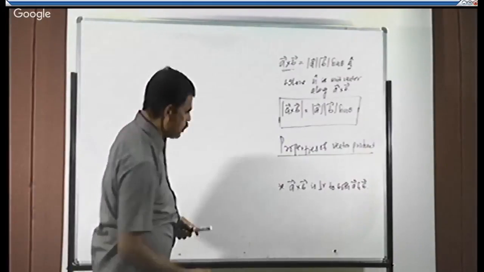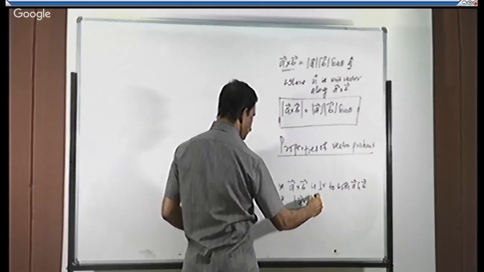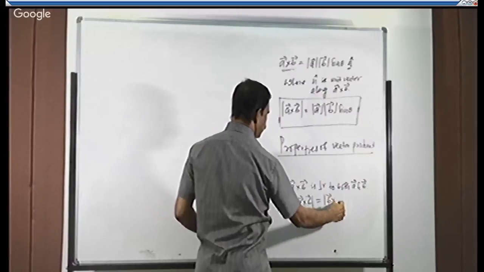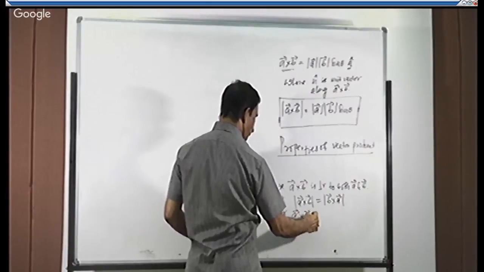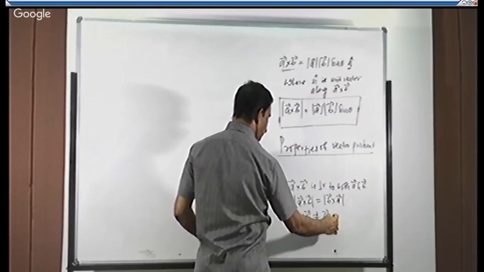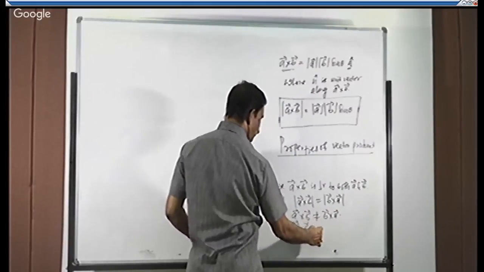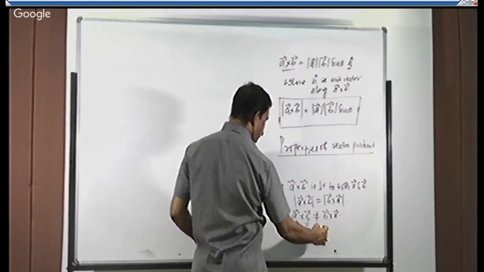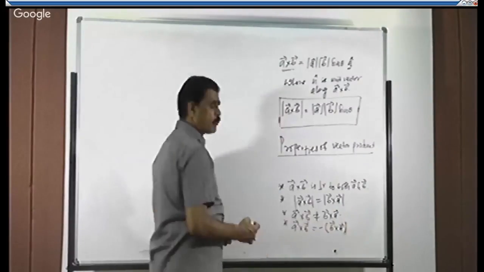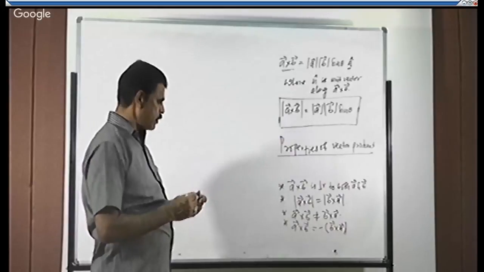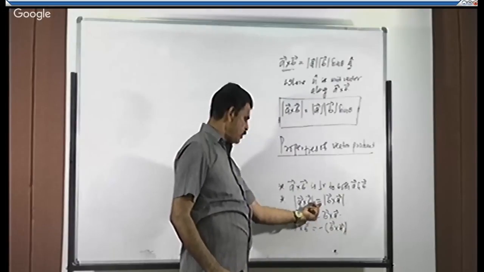The second property: the magnitude of A cross B is always equal to the magnitude of B cross A. But A cross B is not equal to B cross A. Instead, A cross B is always equal to minus B cross A. A cross B is not equal to B cross A, but the magnitude of A cross B is equal to the magnitude of B cross A.